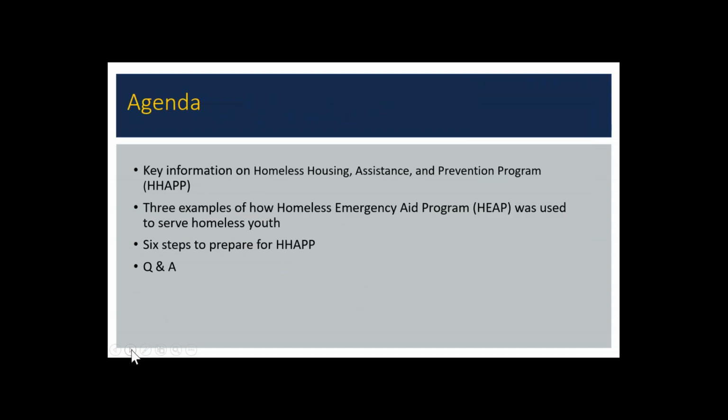Okay, so here's what we're going to cover on today's call or web seminar. The first is just the real fundamentals about the Homelessness Housing Assistance and Prevention Program, what we'll lovingly call HAPP. Then we're going to look at 3 examples of last year's in-state investment in homelessness, the Homeless Emergency Aid Program, and how that was used to serve homeless youth. One example will be an expansion of a THP Plus-like intervention. Then we'll look at shelter and also a campus intervention. So how did that happen under a similar but slightly different program?